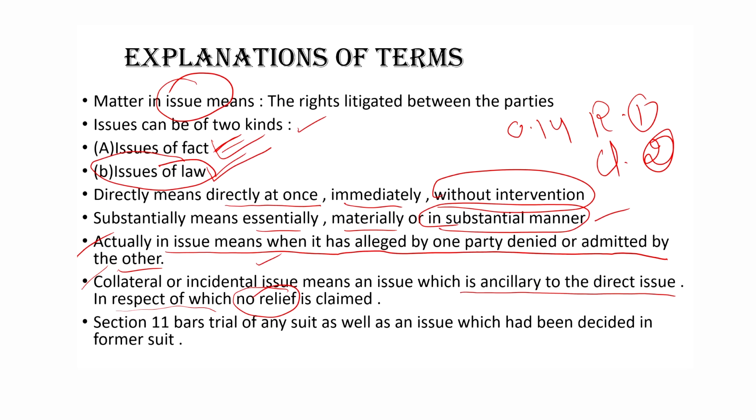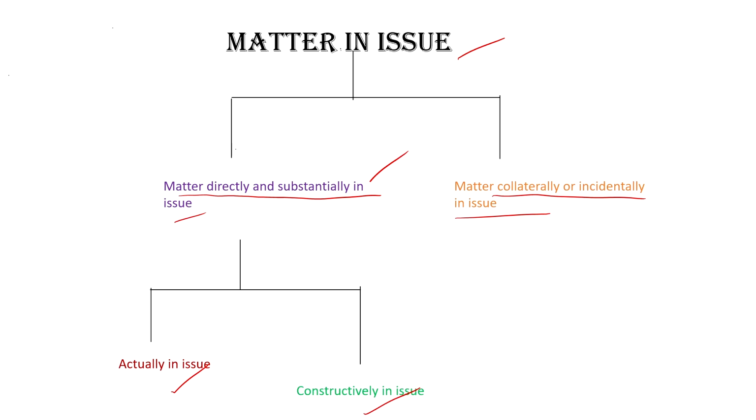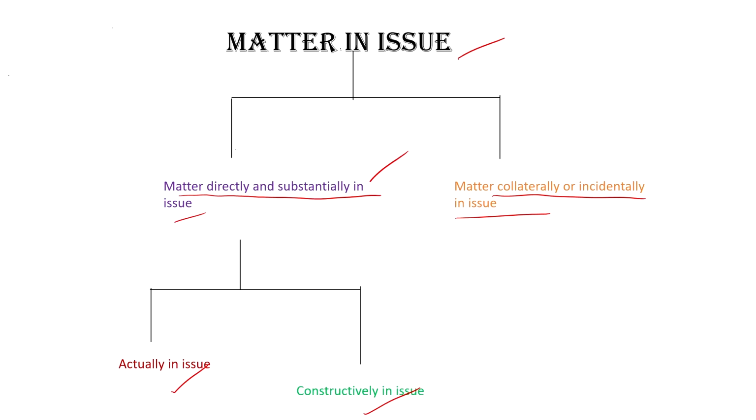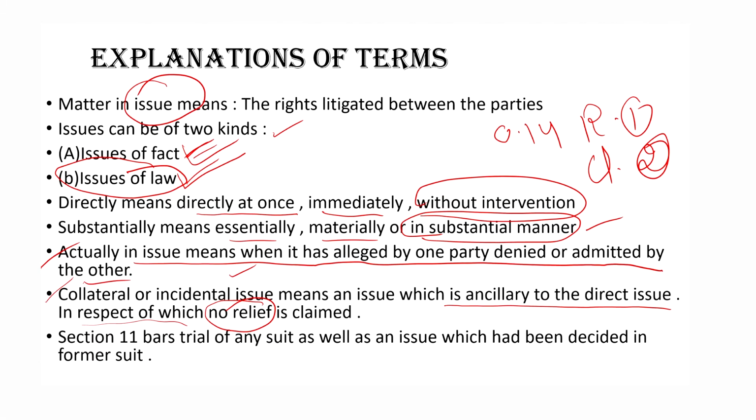This is what I am trying to tell you, because we are comparing two suits, the former suit and the subsequent suit. Former suit means what has already been decided; there is no question of institution of suit for what has already been decided, that a subsequent suit can decide further. So that would become the former suit. So I am taking you back to the first condition: the matter directly and substantially in issue in the subsequent suit must be the same matter which was directly and substantially in issue. I am telling you how the question of issue comes into the picture, and why it becomes relevant for you.